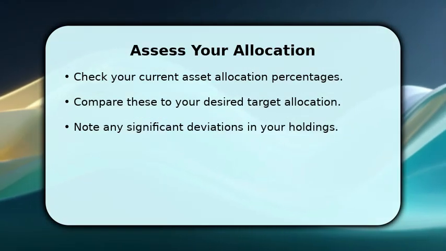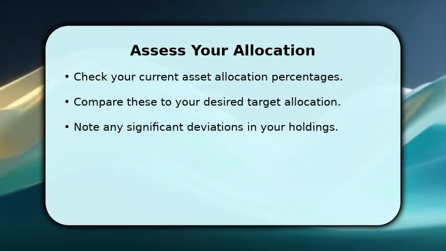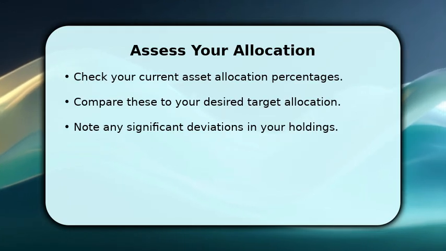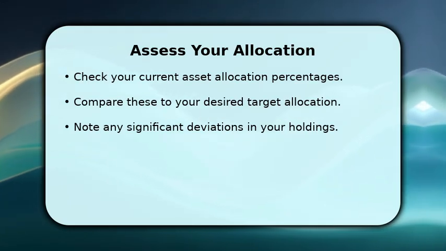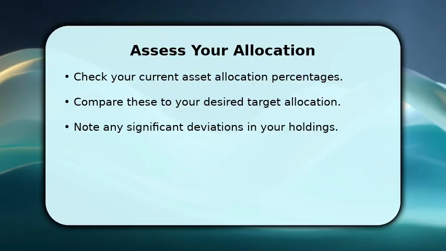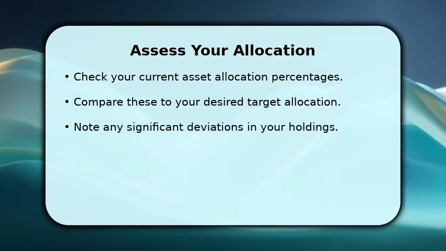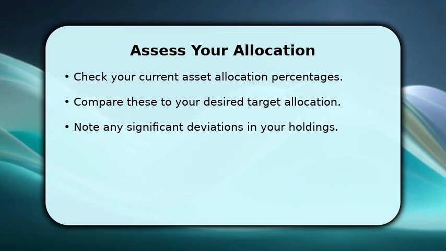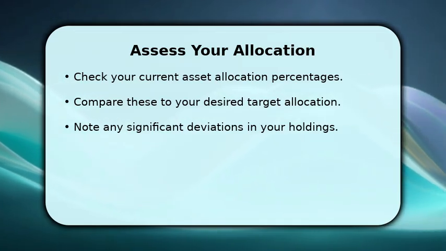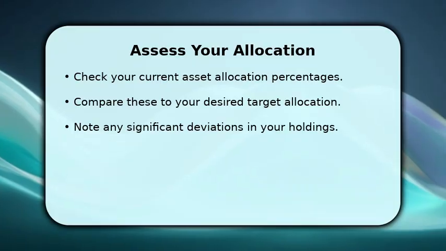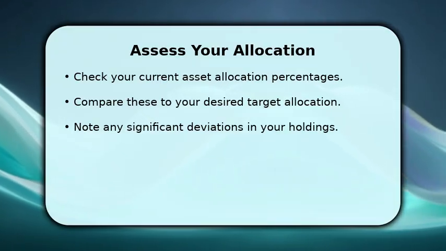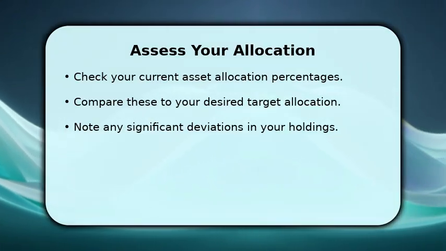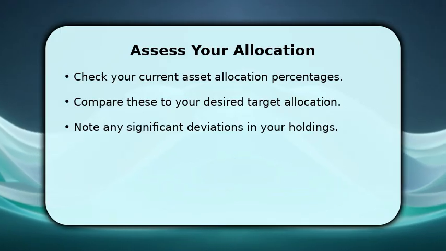Now, let's assess your current asset allocation. Look at the percentage breakdown of stocks, bonds, and other assets within your Vanguard portfolio. Compare these actual percentages against your ideal target allocation, which you established based on your risk tolerance and goals. For instance, if you aimed for 60% stocks and 40% bonds, see if your portfolio reflects that. Identifying any drift is crucial for the next steps.